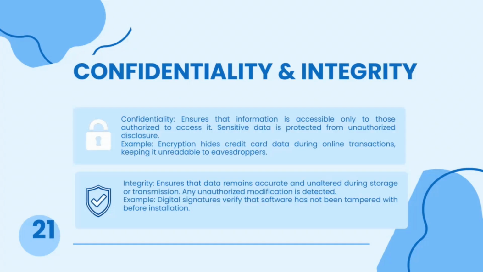Let's talk about integrity. It's all about keeping data accurate and unchanged, whether it's being stored or sent somewhere. If someone tries to mess with it without permission, integrity helps us catch that. Think of digital signatures. They make sure software hasn't been tampered with before you install it. Alongside that, confidentiality keeps sensitive information locked down, so only the right people can see it. Encryption is a great example, hiding credit card details during online shopping to keep them safe from prying eyes.